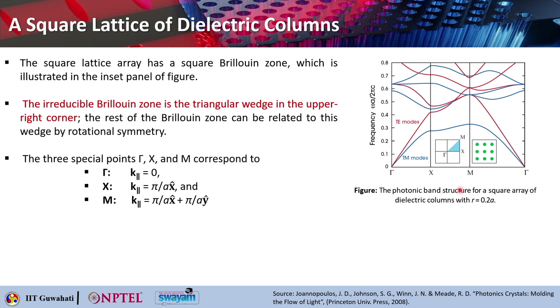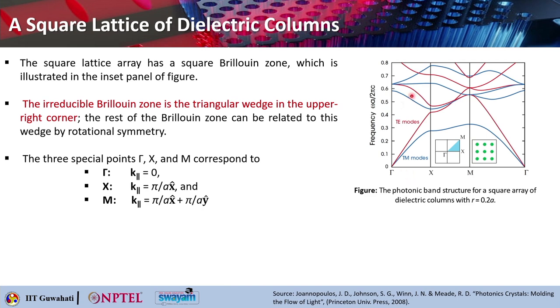So this is the reason why we have plotted k parallel only along the edge of the Brillouin zone: the minima and the maxima of a given band, which would determine the band gap eventually, almost always occur at the zone edges and often at the corner, right.